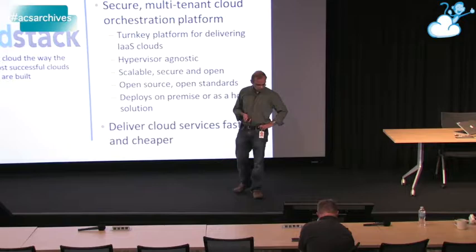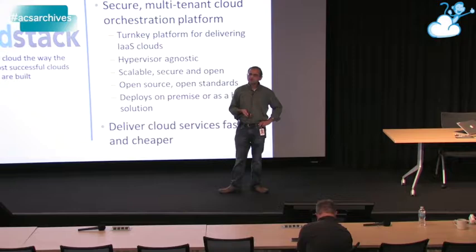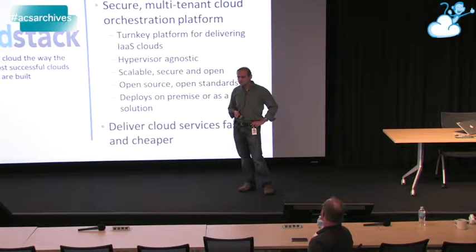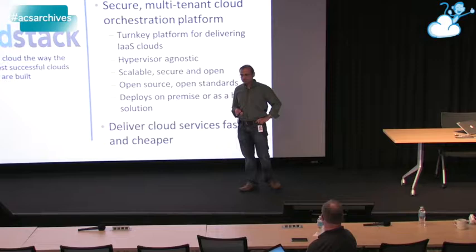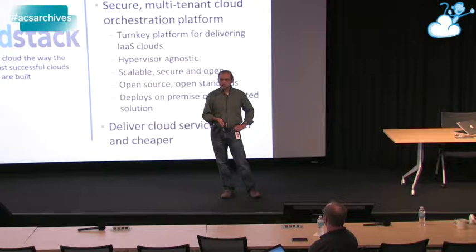Somebody like Amazon has the luxury of sticking to a single hypervisor, but typically you are interested in deploying on different hypervisors. So being hypervisor agnostic was one of our goals. Scale, of course, just like Amazon, Rackspace, etc. do. Secure, because if you're deploying on a public cloud and you're not secure, nobody's going to deploy on you.